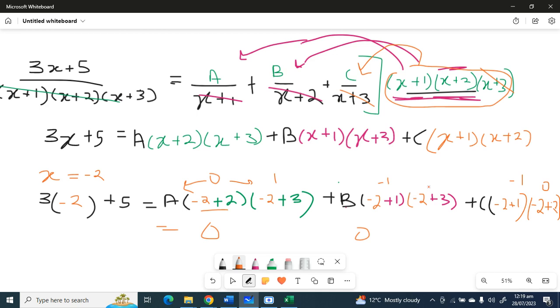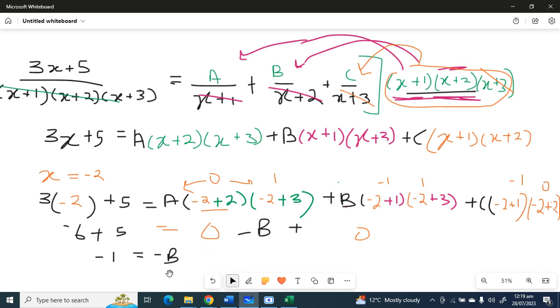-2 plus 3, that is 1. 1 times -1 is -1 times b is -b. All right, so we'll be able to find the value of b. 3 times -2, that is -6, plus 5, that gives us -1. So we have -1 equals -b.